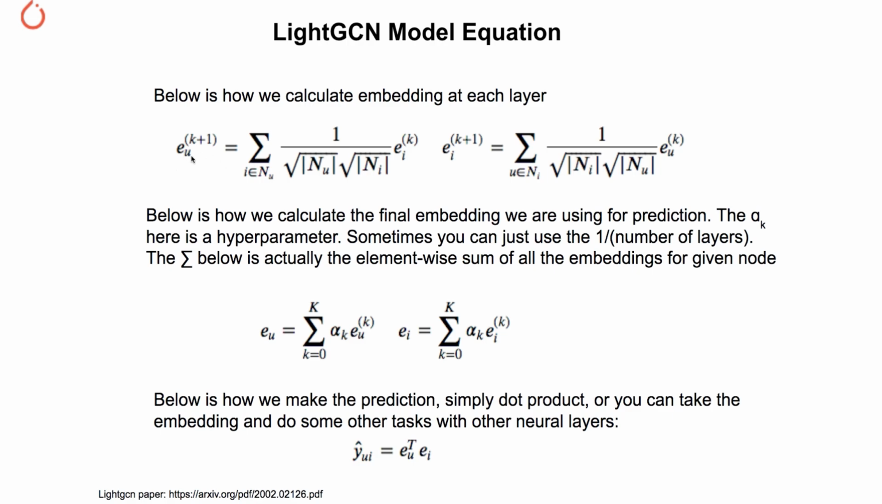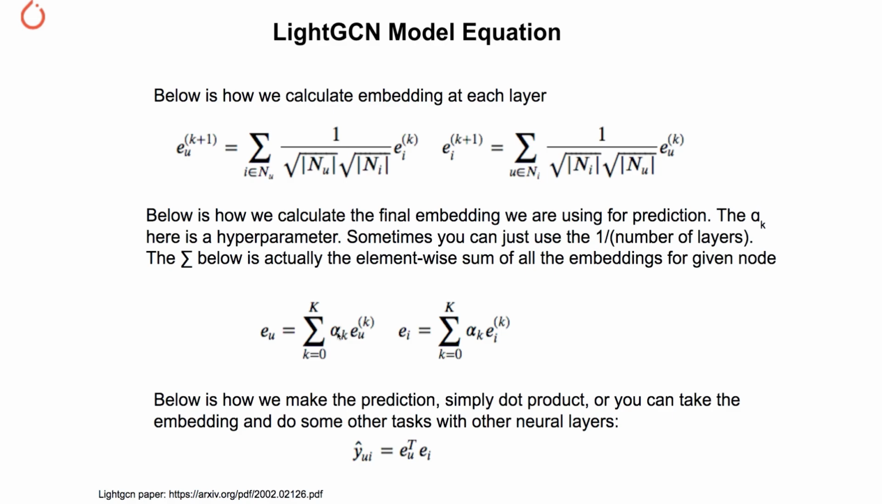E_u means the user embedding, and E_i means the item embedding, but these two formulas are basically the same except U and I are flipped. So given the embedding at each layer, this is how you compute it. How do we get the final embedding that we use for prediction? This is what this formula is for. Just be aware all these are element-wise operations.